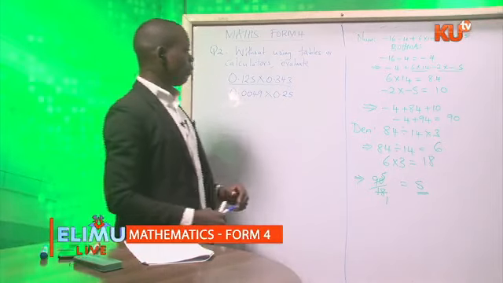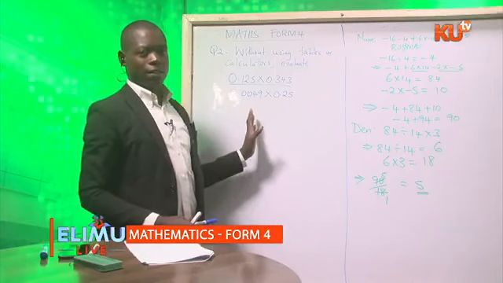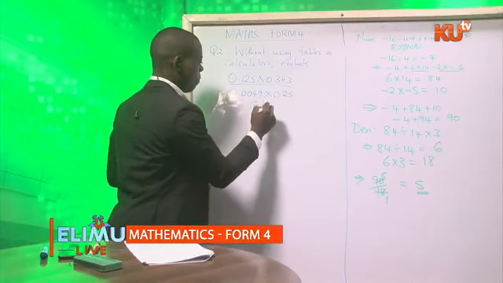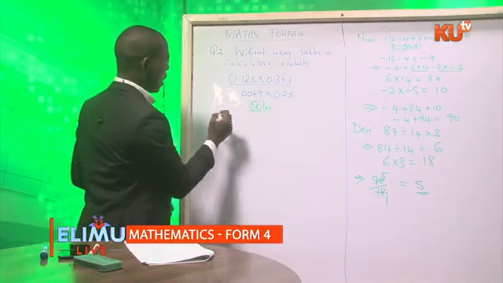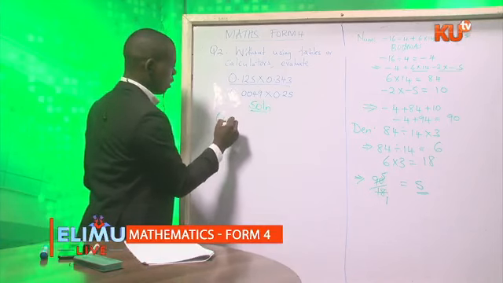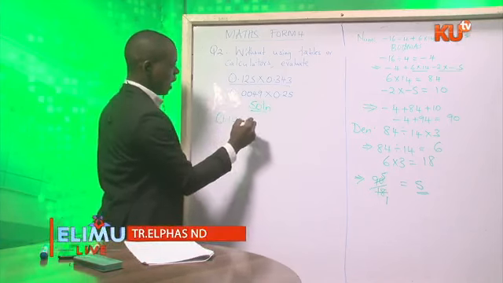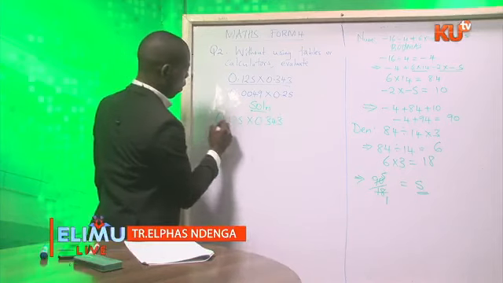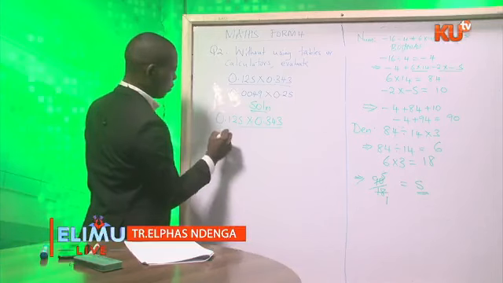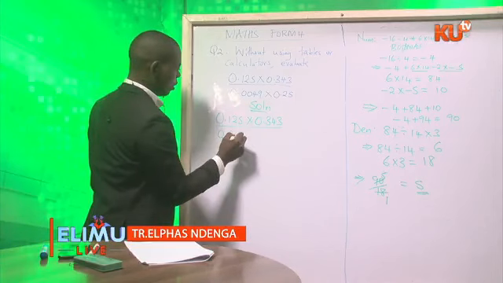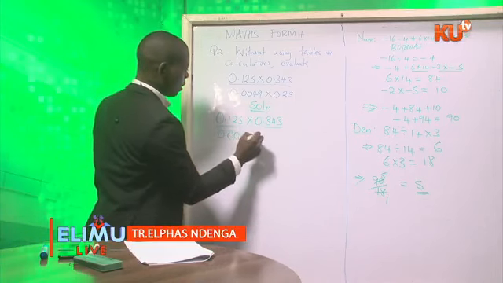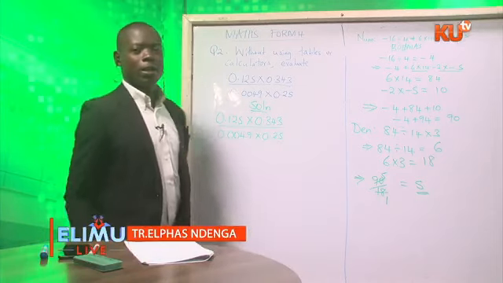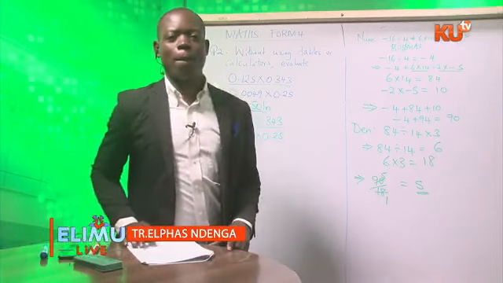So therefore, what do we do in this case? Yes, our solution will be, we write as it is 0.125 times 0.343 over 0.0049 times 0.25. So students, where do we start from?